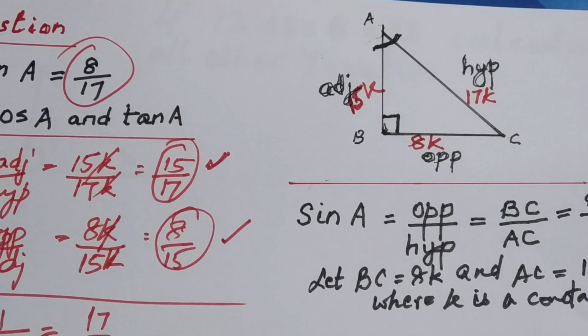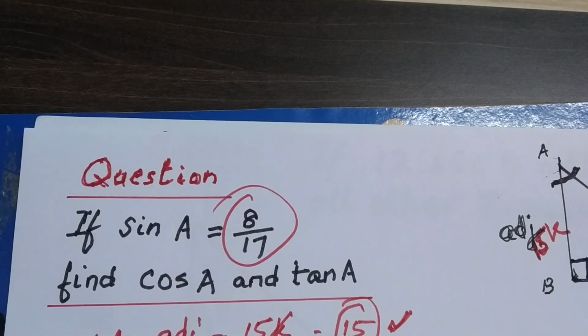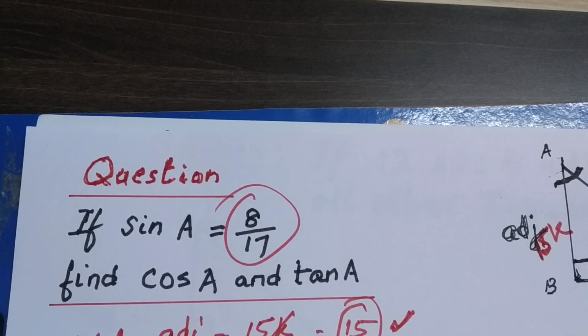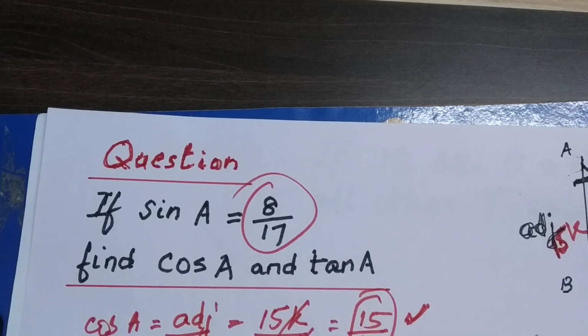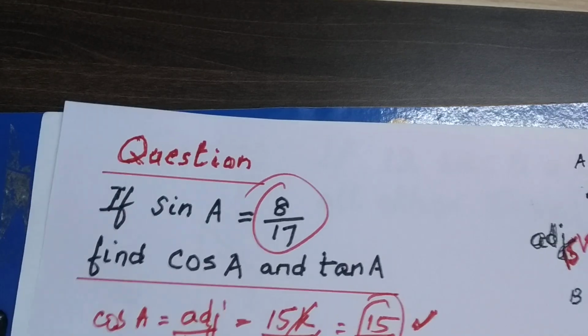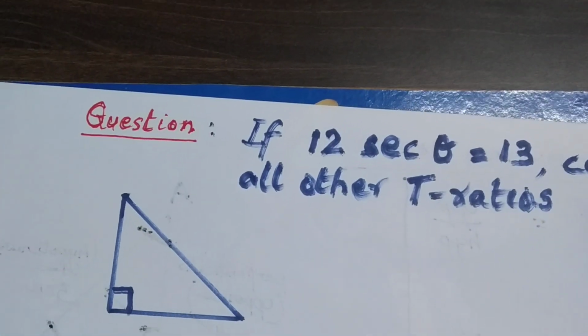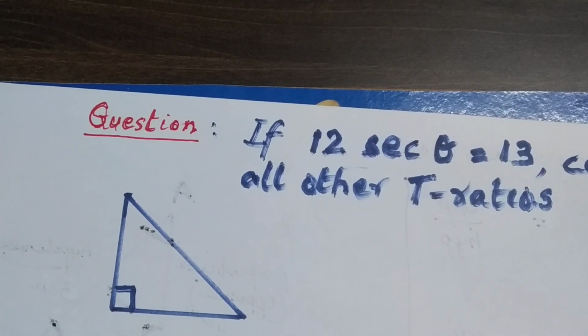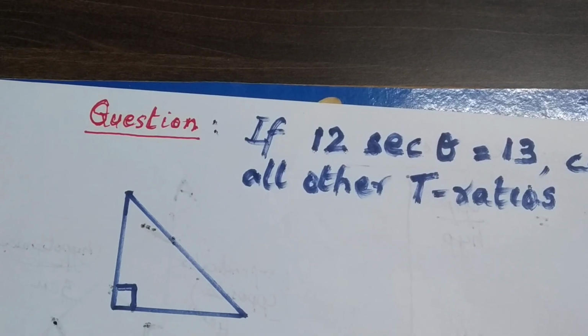Now, if you remember, this was the question that we solved last time. If sine A is equal to 8 by 17, so they give you a ratio, right? But in this question that we're going to do today, you will not see the question in this format. It will be something like this. If 12 sec theta is equal to 13, okay, so it is actually the same format.